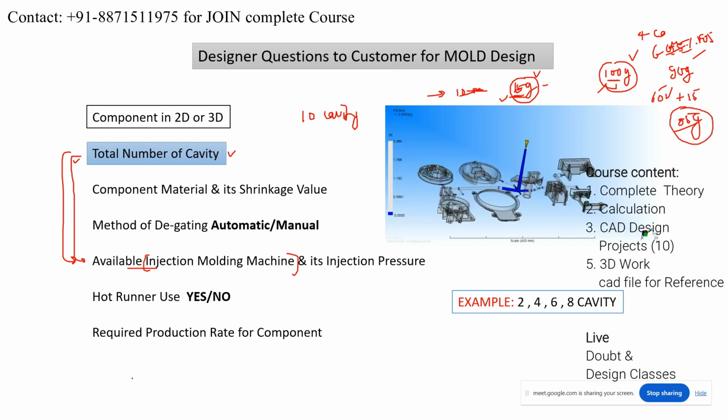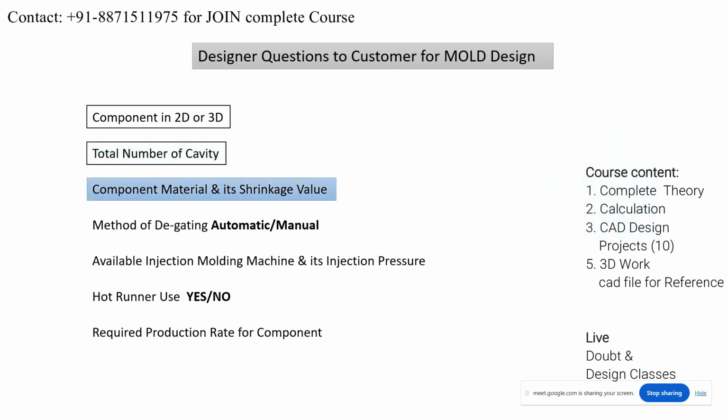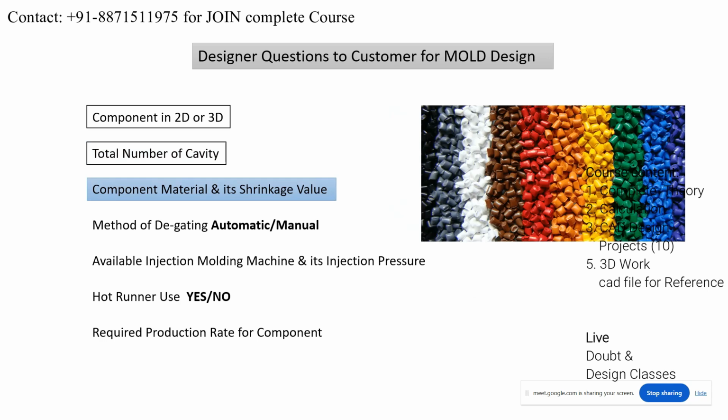Right? Understood? Okay. Now see here, component material and its shrinkage value. We have to verify from the customer what is the component or material they will use, PP, PC, ABS, PA, and the shrinkage value from the customer, that what shrinkage value we can take.